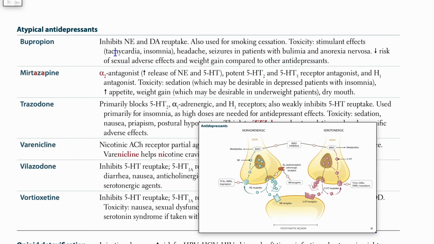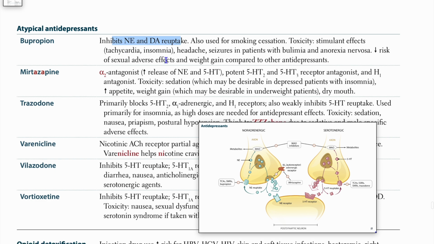Okay, so when you're doing this, just pay attention to the mechanism of action and what the result will be. Usually the result is keeping things in the synaptic cleft, right? So the neurotransmitters.